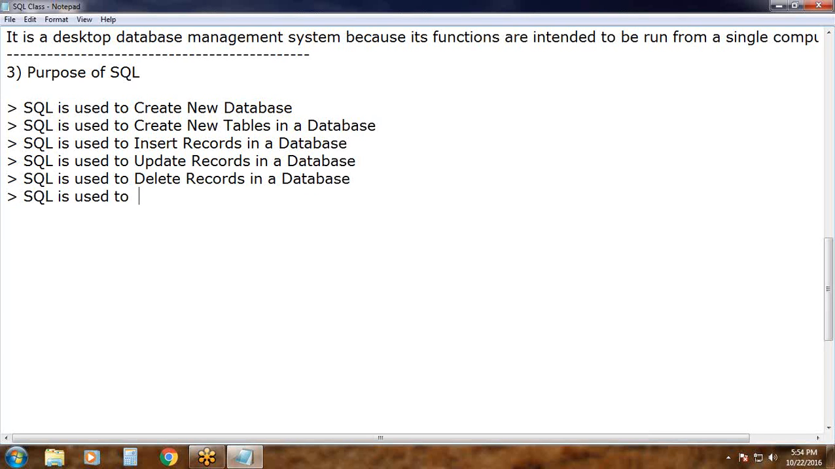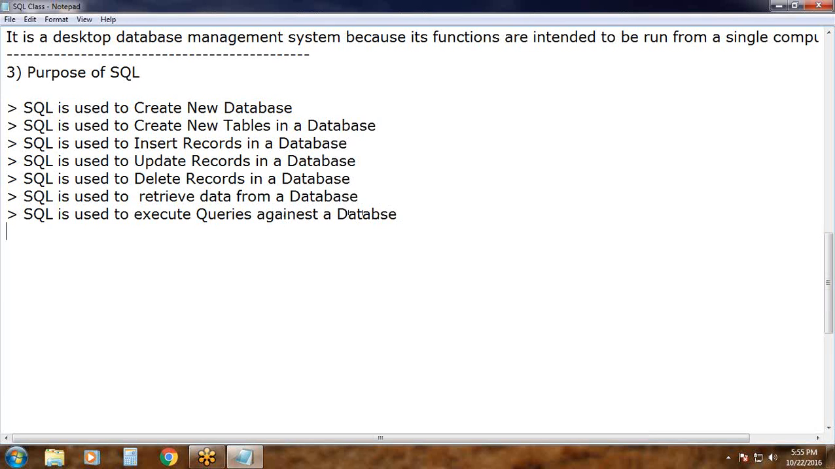Next, SQL is used to retrieve data from a database. Important one for our testing. Retrieving data is very important. Next, SQL is used to execute queries against a database.